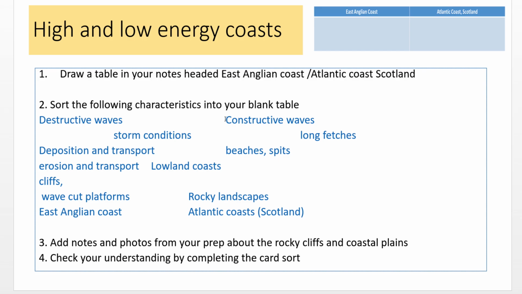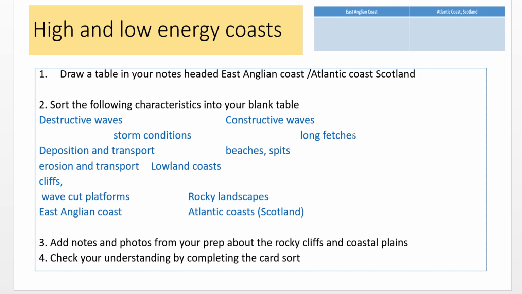Remember that you may need to look up some words if you've forgotten, or you never covered it in GCSE, or you didn't do GCSE geography. Constructive waves put material on the beach. They're constructive. They're helpful to beaches. Think of it that way. Destructive waves take things away from the beach, so they're big erosional waves.